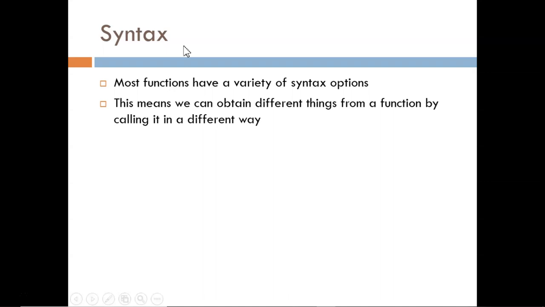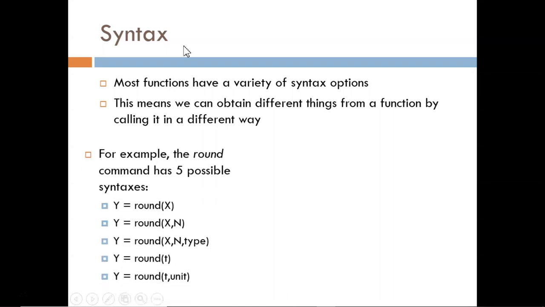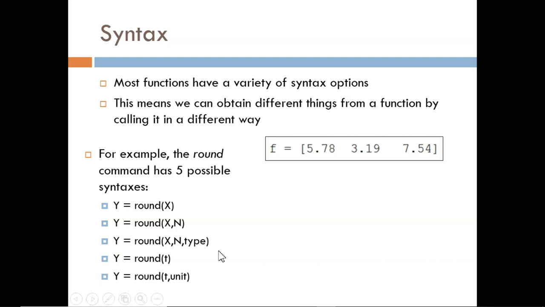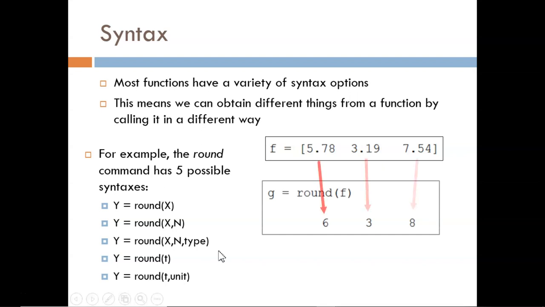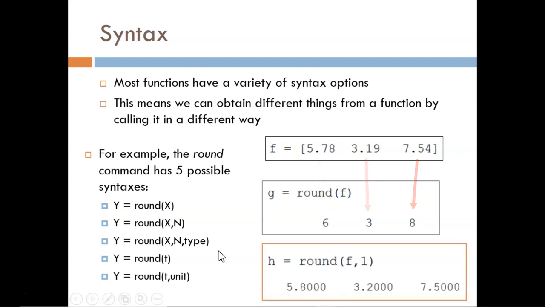For example, the round command has 5 possible syntaxes listed here. To demonstrate 2 of these, we have an example starting with vector f defined as shown. When I call the function as g equals round f, we see that each element is rounded to the nearest integer. When I call the function as h equals round f, 1, we see that each element has been rounded to 1 decimal place. The nuances are endless. When in doubt about how to use a function, look up the official documentation.